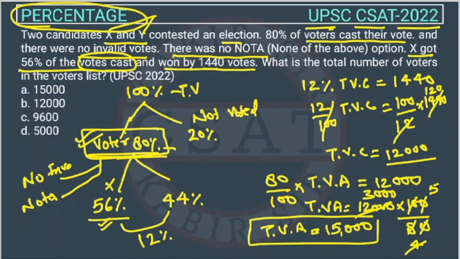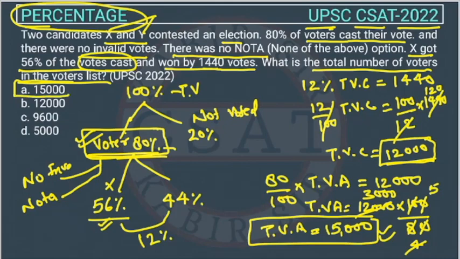So what is the question asking? The question is asking what is the total number of voters in the voter list. So total voters in the voter list are 15,000, and how many voted? 12,000, right? So the answer of this question will be option A, right? So what is the answer? Answer is option A. See, we can do this through other method also, right? Let me tell you that also.